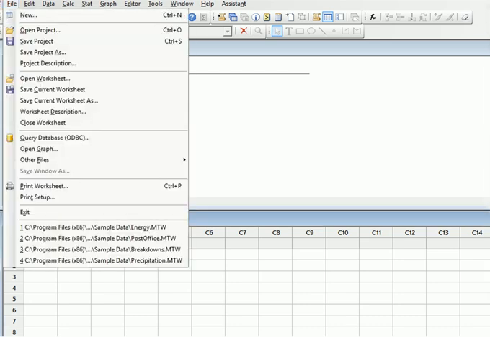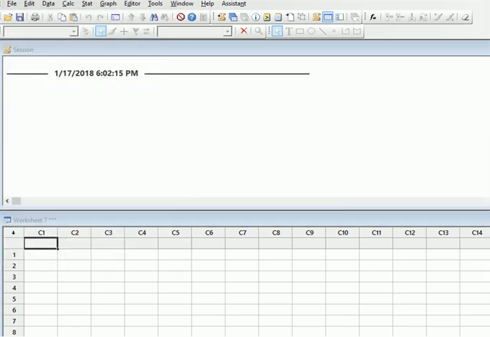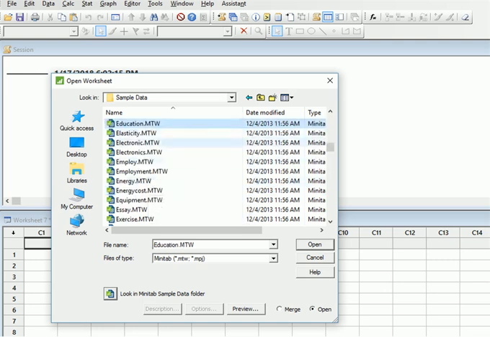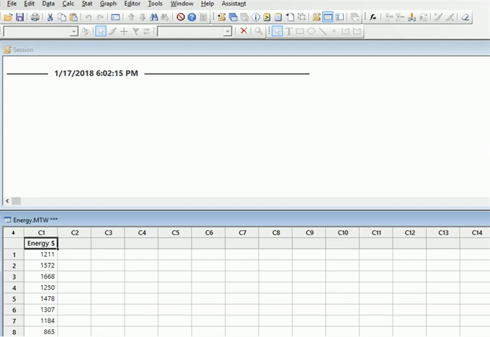Similar to what we have worked on before, go to open worksheet. Over here, if you don't have this column, click this one, and you will be moving into this folder. Go over to the energy.mtw over here. You will just click it open, and you have the cost column opened over here, and you have many different values.